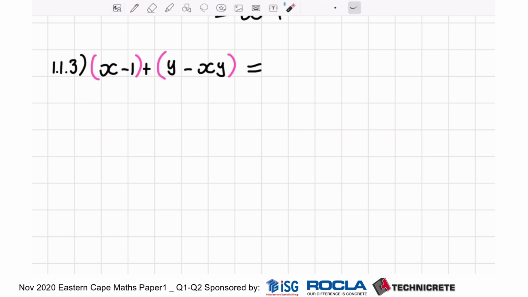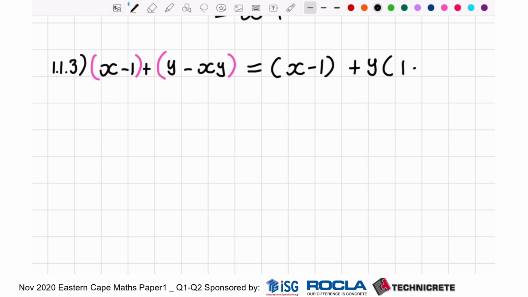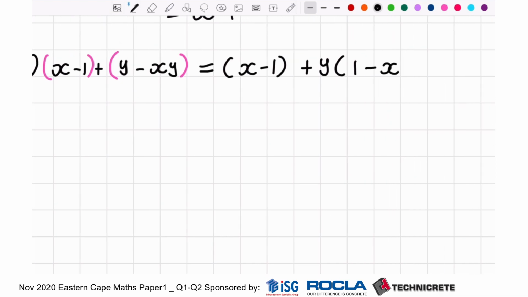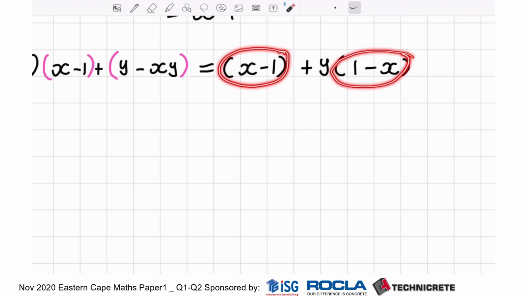Okay, and I want to get, so this can't be factorized any further. So I want to get this bracket to look something like this bracket, right? So I'm going to keep the first bracket the same, which is this x minus 1. And then I can see that I've got a common y here in these two terms. So I'm going to keep the positive outside, take the y outside that bracket, and I'm going to have 1 minus x.